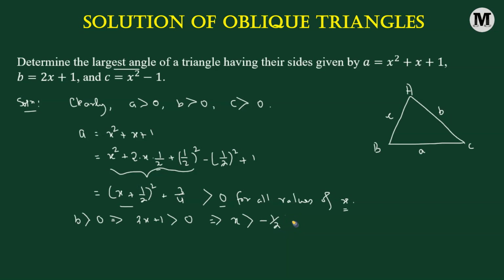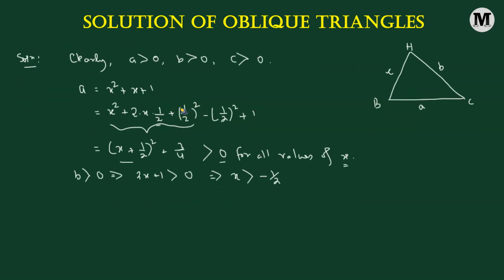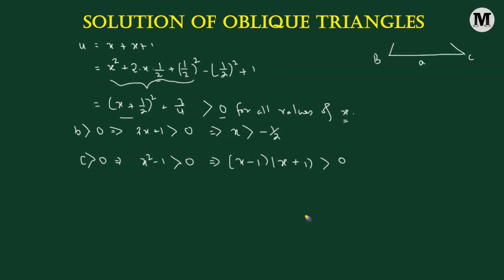Okay, fine. Now let's also look at c. So the side c is given by x squared minus 1. We want c to be greater than 0, which means that x squared minus 1 must be greater than 0. Let's solve this inequality. So we have x squared minus 1. When you factorize it, it is simply the product of x minus 1 and x plus 1. So that is greater than 0. Here the product of two factors is greater than 0. So this is going to give us two conditions.